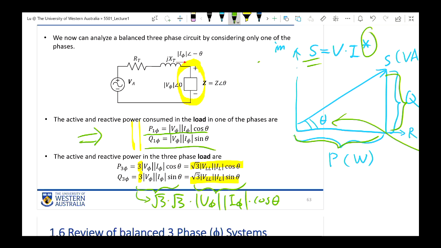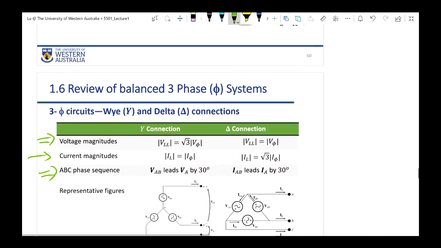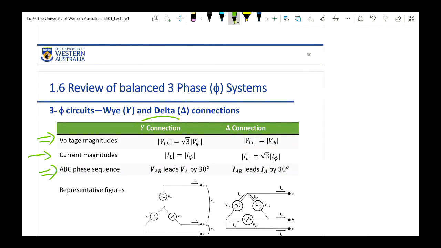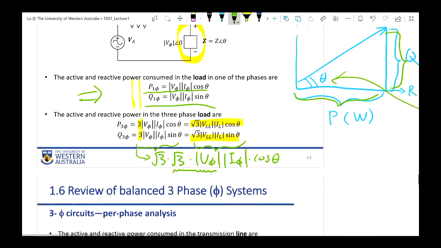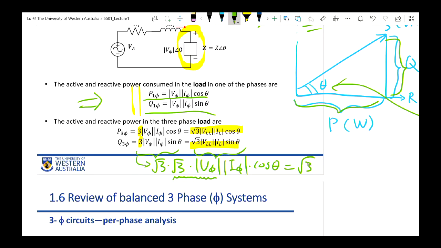Now let's assume we have the Y connected, balanced connection. If you have a Y connected balanced system, what does square root 3 times V phi mean? Okay, we go back to the table. For the Y connection pattern, square root 3 times V phi is the V line, the line-to-line voltage. So actually, this is converted to square root 3 times the line-to-line voltage magnitude.